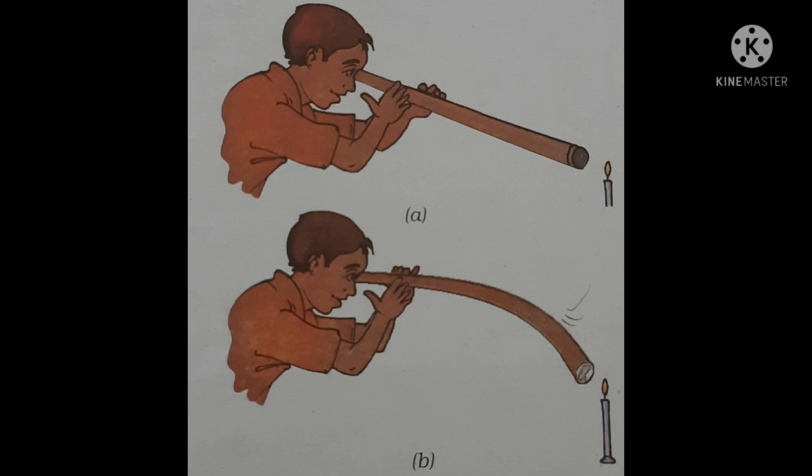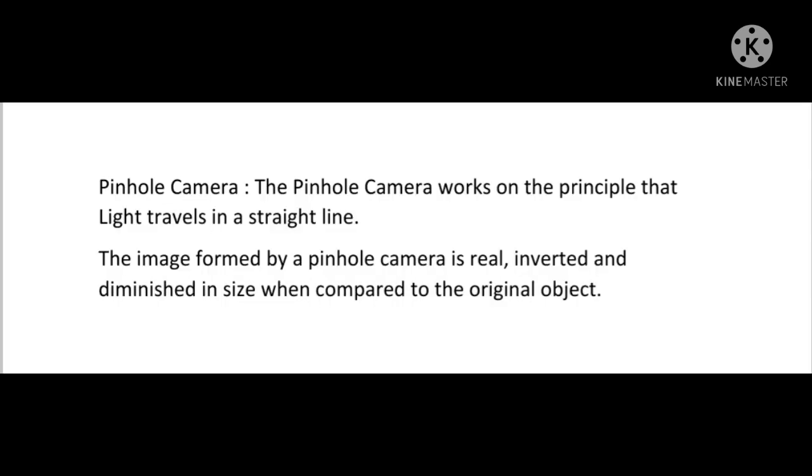This tendency of light to travel in a straight line is called rectilinear propagation of light. A pinhole camera is a simple application of rectilinear propagation of light. The pinhole camera works on the principle that light travels in a straight line. The image formed by a pinhole camera is real, inverted and diminished in size when compared to the original object. Pinhole camera is inexpensive and is easy to make.